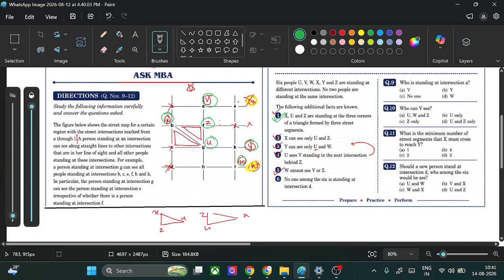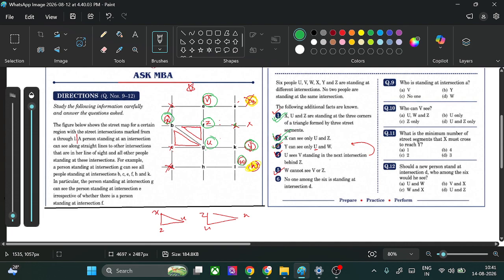X can see only U and Z. Nobody else comes in X's line, neither here nor here, so the second condition is done. Third, Y can see only U and W. Y can see only U and W, that is also correct. There is nobody else coming in between on Y's side, right? So this is also perfect.